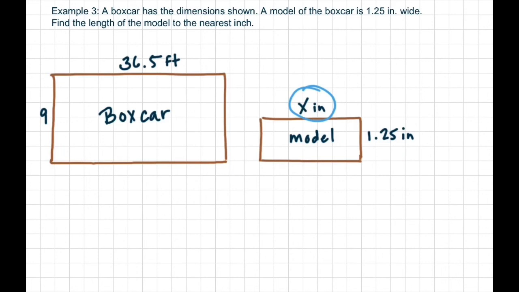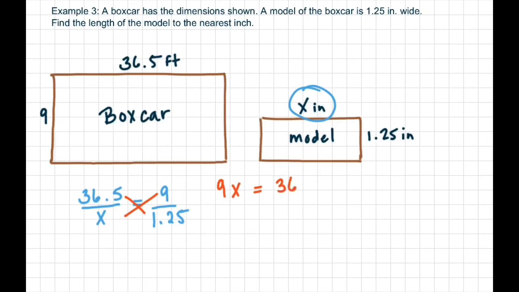So when I look here, on the boxcar, the top, 36.5 feet corresponds to x inches. So I'm going to put 36.5 over x. And then I look here on the boxcar, and the side of 9 feet corresponds to 1.25 inches. So 9 over 1.25. What I want to do is cross multiply. So I can cross multiply x and 9. So I'll have 9 times x equals, and then I want to cross multiply here.